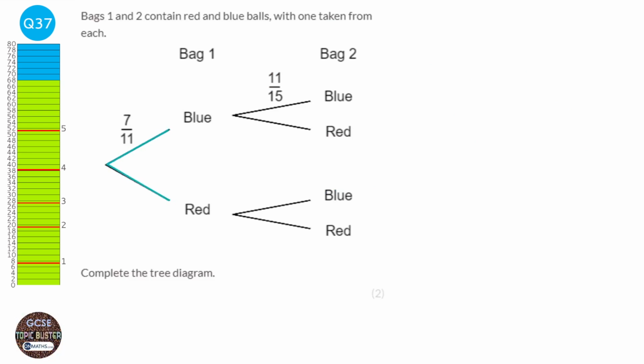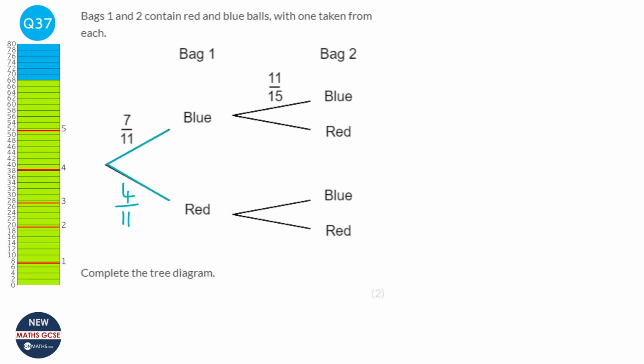So we're going to first of all look at the starting section. We've got the probability of a blue being picked from bag 1 is 7 over 11. So the probability for blue and red must equal 1. So what do we add to 7 to get to 11? Well, we add 4, and so it would be 4 over 11. So these two here must add up to 11 over 11, which is 1.